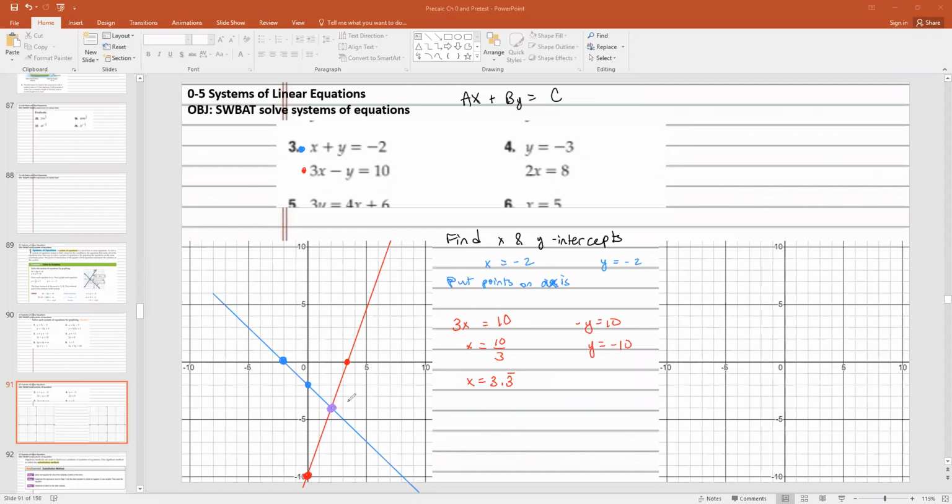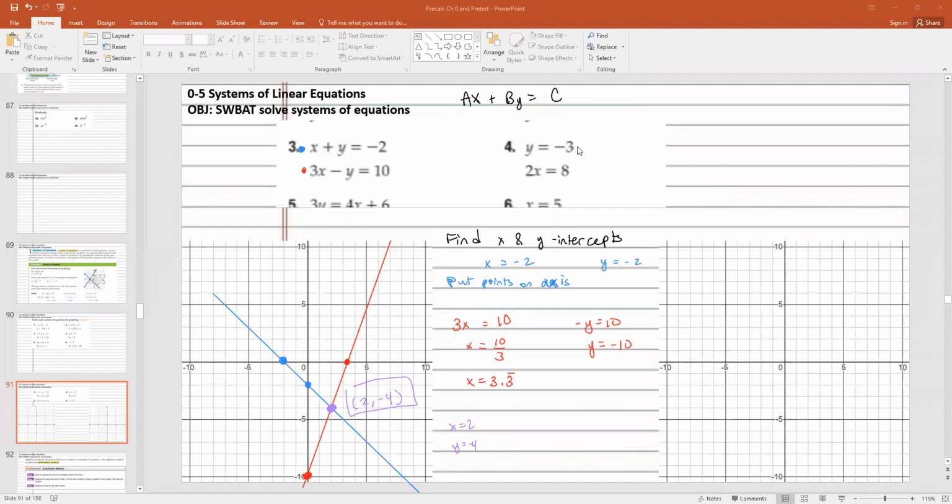Where the two, oh, I think I forgot to mention this. Where the two lines intersect, that is our solution. So here we have 2, comma, -4. So our x is 2 and our y is -4. Okay, but you can write it like this. I prefer to write it in point form, coordinate form, and that's number 3.